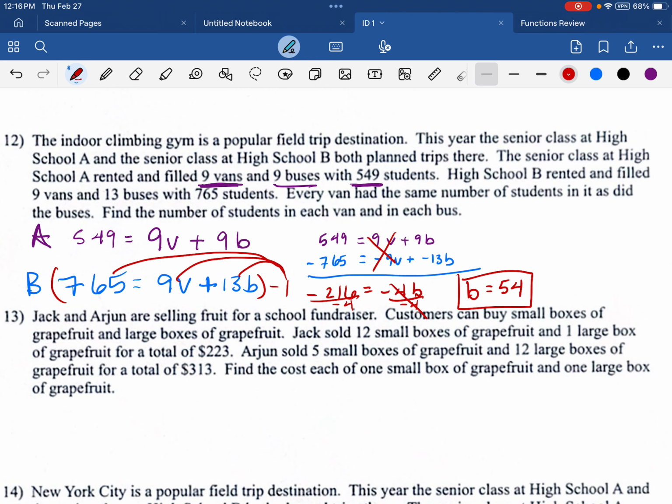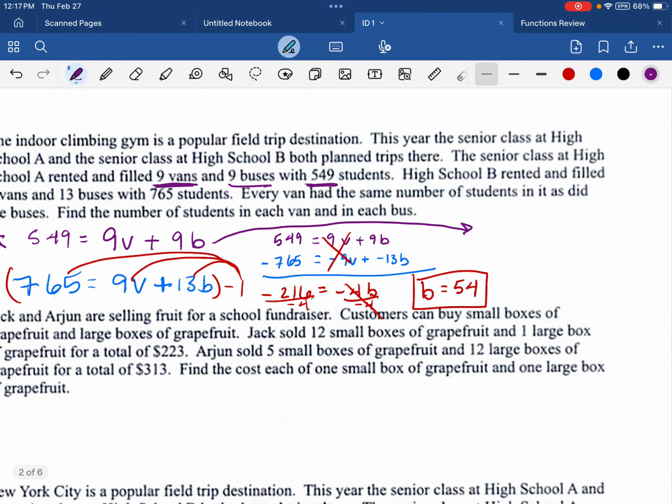Alrighty, now that I know that B is 54, I can use that to figure out what V equals. I think I'll probably use the top equation, not for any reason, just for fun. The numbers are a little bit smaller, so I'm hoping it'll be a little bit easier. Sometimes it will be, sometimes it won't be. Again, doesn't matter which one you choose. You could have chosen whatever you wanted. So I just chose this one for fun. It's my favorite one out of the 2. Do not tell the other equation.